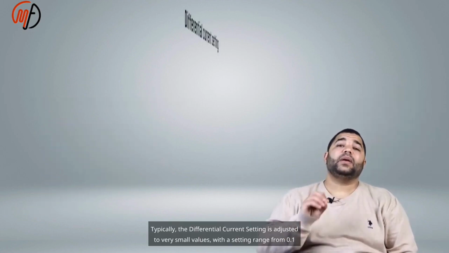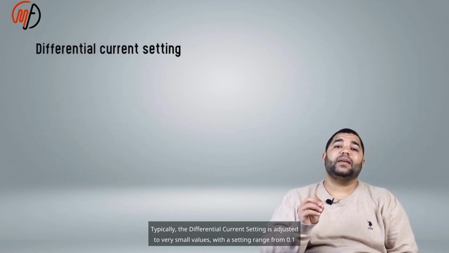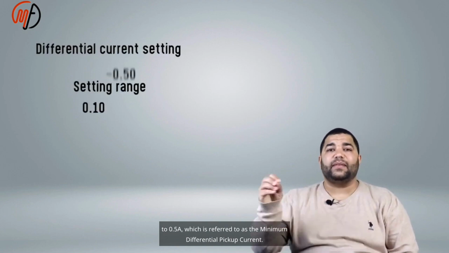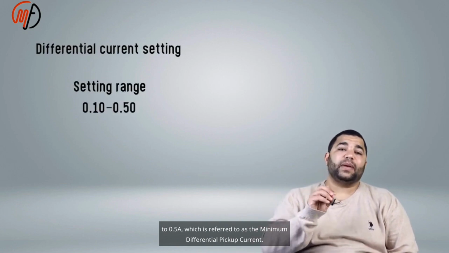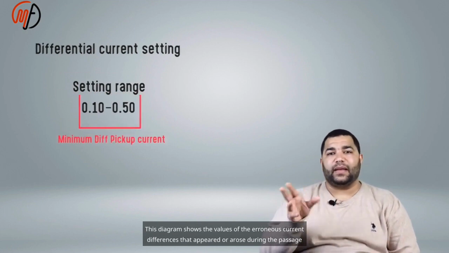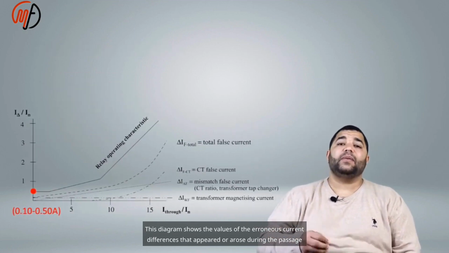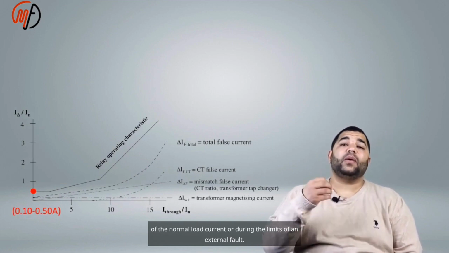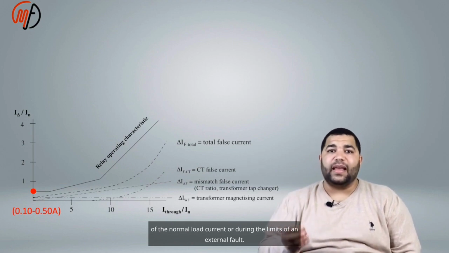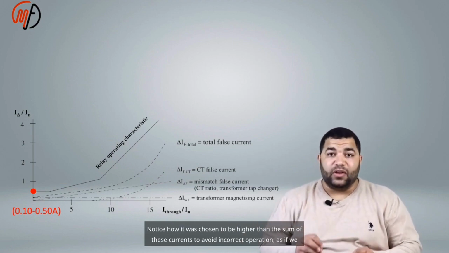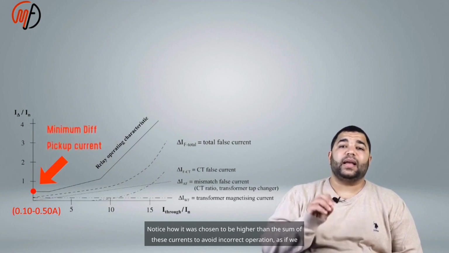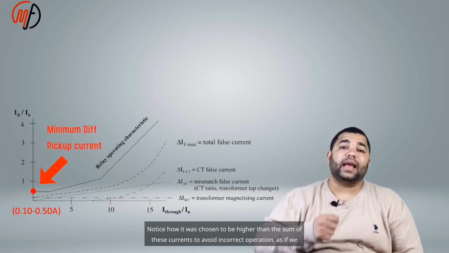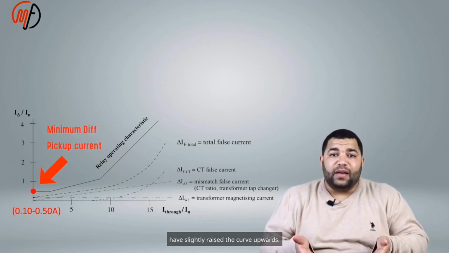Typically, the differential current setting is adjusted to very small values, with a setting range from 0.1 to 0.5A, which is referred to as the minimum differential pickup current. This diagram shows the values of the erroneous current differences that arose during the passage of the normal load current or during an external fault. Notice how it was chosen to be higher than the sum of these currents to avoid incorrect operation, as if we have slightly raised the curve upwards.